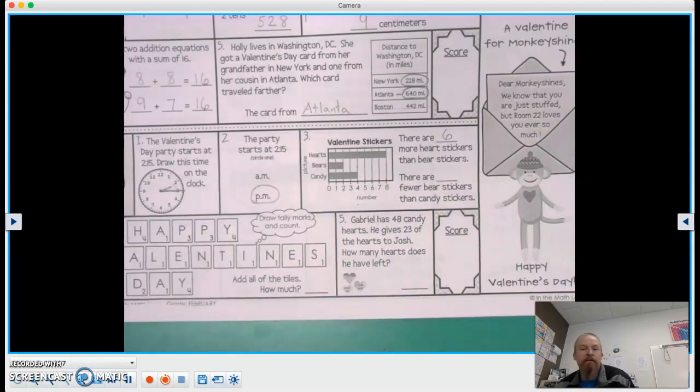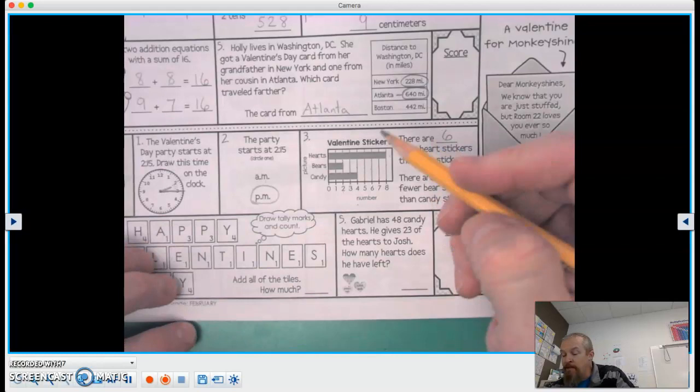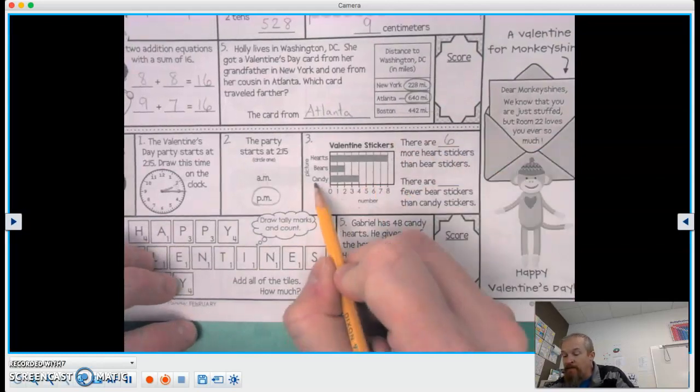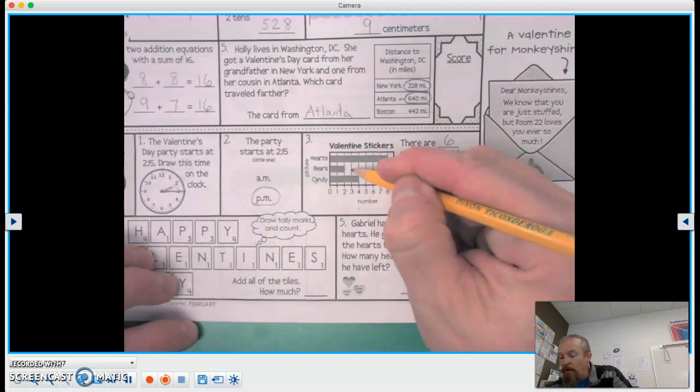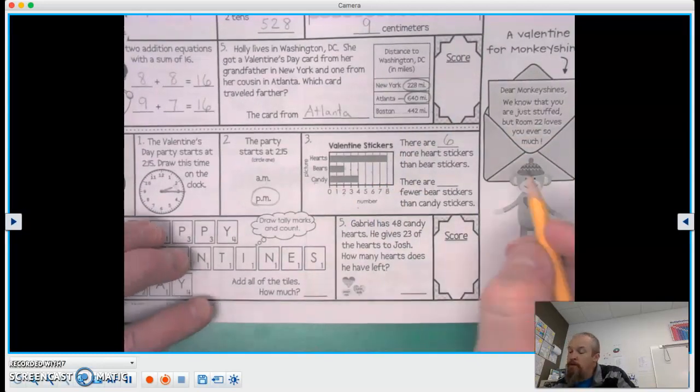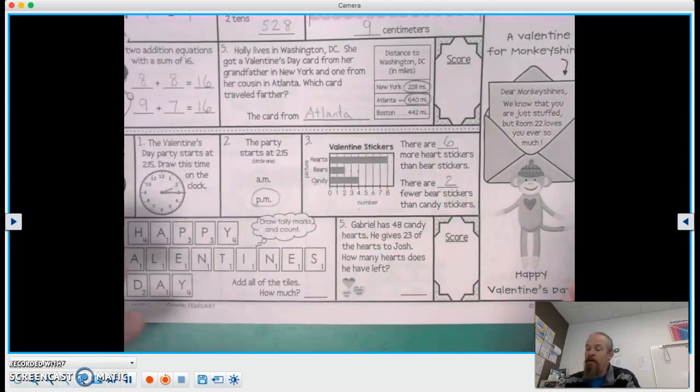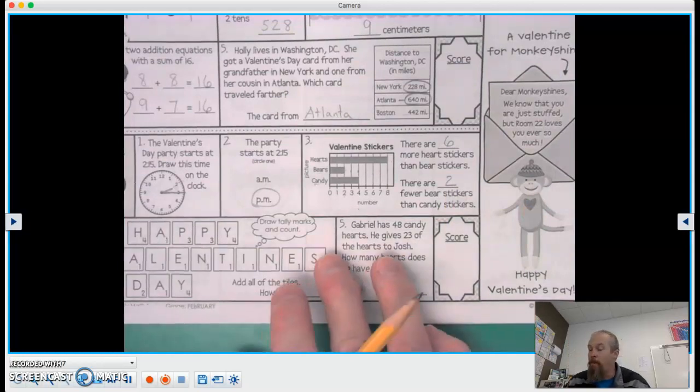The second part of that question is there are blank fewer bear stickers than candy stickers. This time we're going to compare the candy stickers with the bear stickers. And I see there's 1, 2. So there are 2 fewer bear stickers than candy stickers.